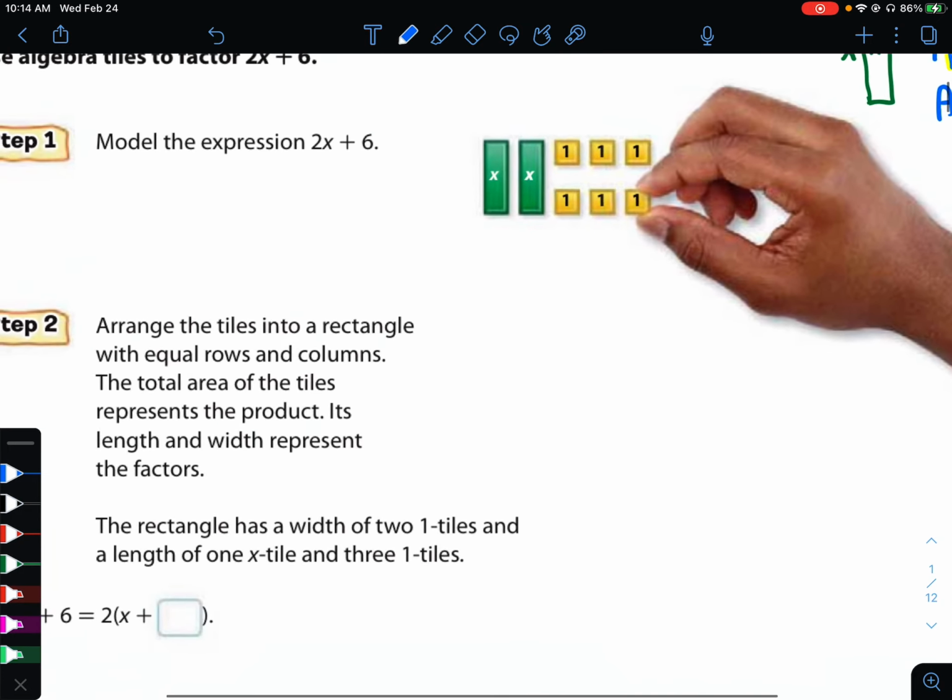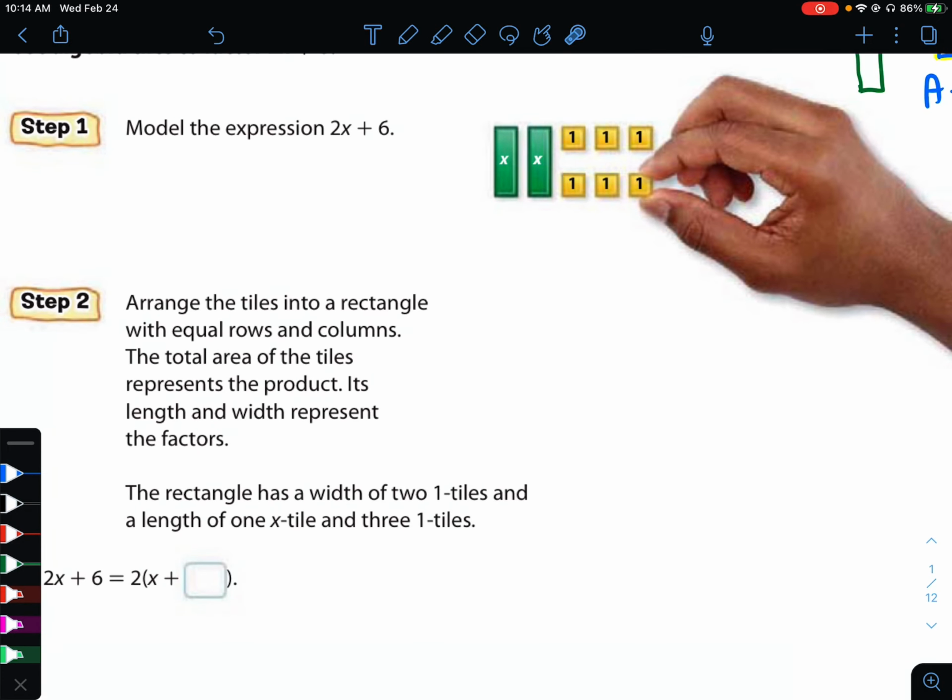So if you model 2x plus 6, this is how it looks. You have 2 x tiles and 6 unit tiles, 2x plus 6. Again, what we want to do is arrange them. Step number 2 says: arrange the tiles into a rectangle with equal rows and columns. The total area of the tiles represents the product. Its length and width represent the factors. So what does that mean?